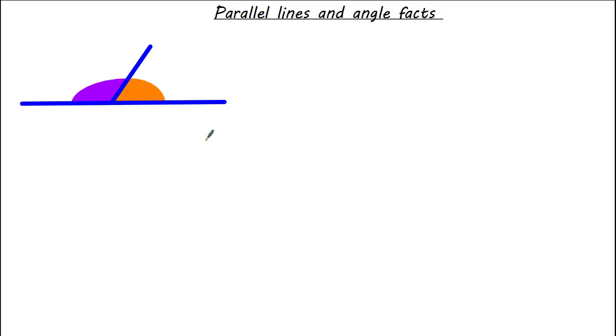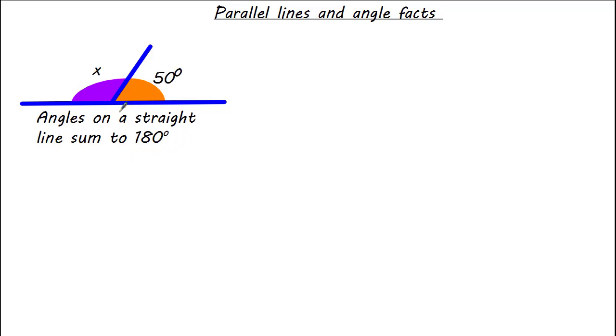In this tutorial we'll look at 5 angle facts, so let's start with the basics, that angles on a straight line sum to 180 degrees. So for example, if we were given 2 angles on a line from a point, we can work out x must be 130 degrees, because angles on a straight line sum to 180 degrees.